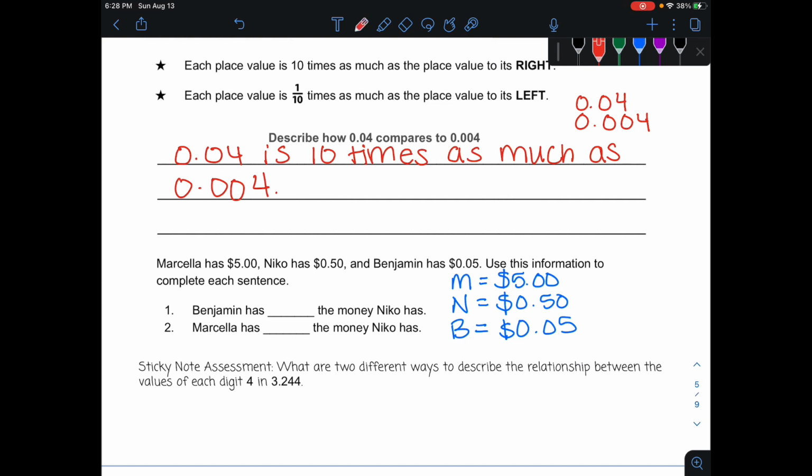So Ben and Nico. So let's look at Ben. So here's Ben, and then here's Nico. So we are comparing this. Okay, so Ben has less money than Nico has, but by how much? Since Ben is less than Nico by just one place value over, it would be 1/10 the money Nico has.